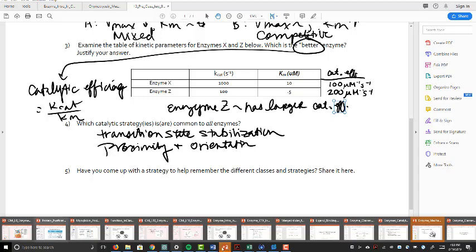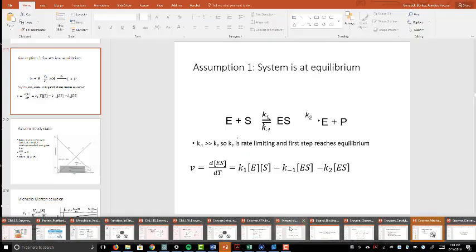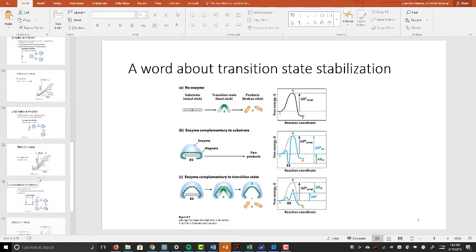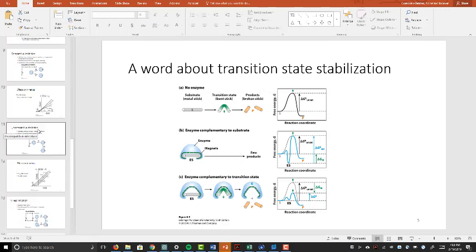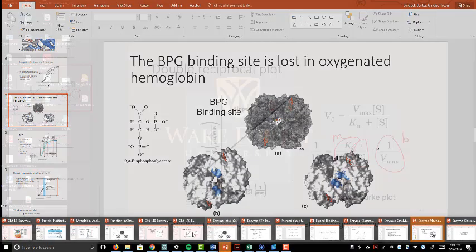But okay, so if we look at enzyme, here we go. Okay, I should have that nice plot. Okay, enzyme. Okay, here we go.